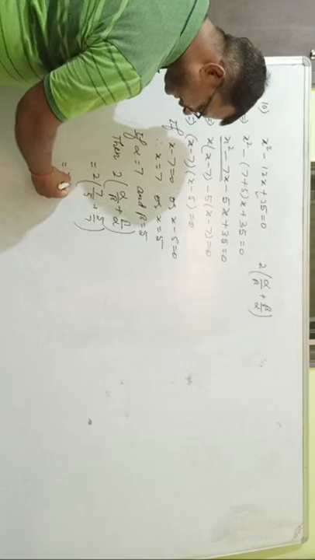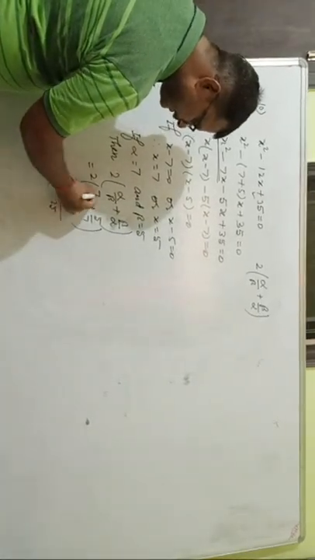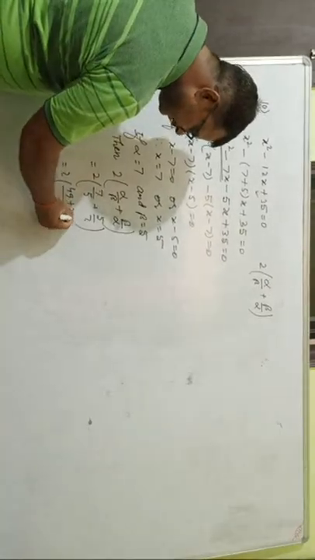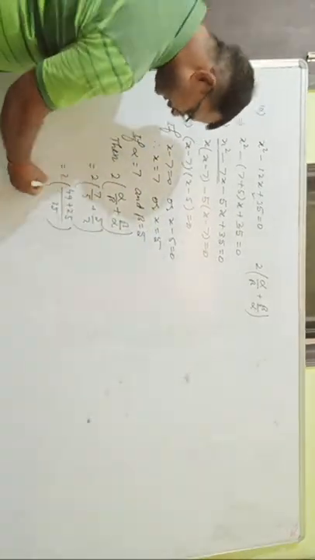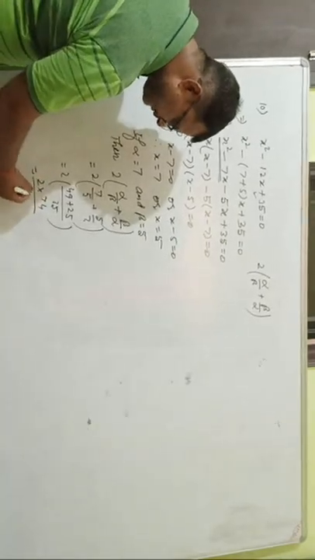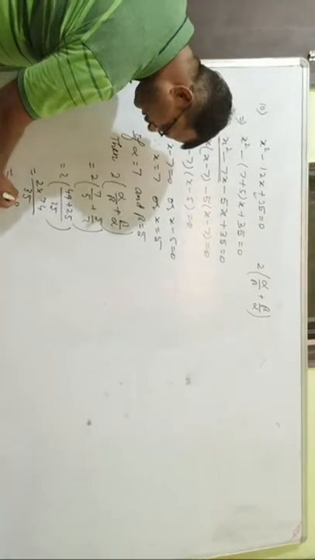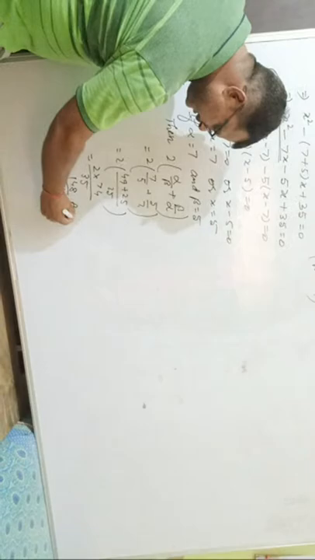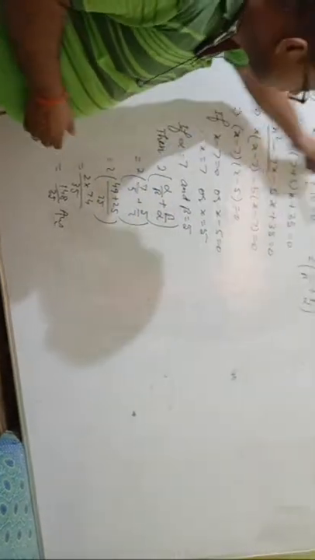Now you have to take the LCM. 7 times 5 is 35. 7 times 7 is 49. This will multiply with this, this will multiply with this: 25. Now you know how to add. See here, 2 into 9, 5, 14, 6, 7 upon 35. Now multiply by 2: 2 times 7 is 14 upon 35. This is not going to be cancelled by any number, means this is in simplest form. In this way you can solve this question.